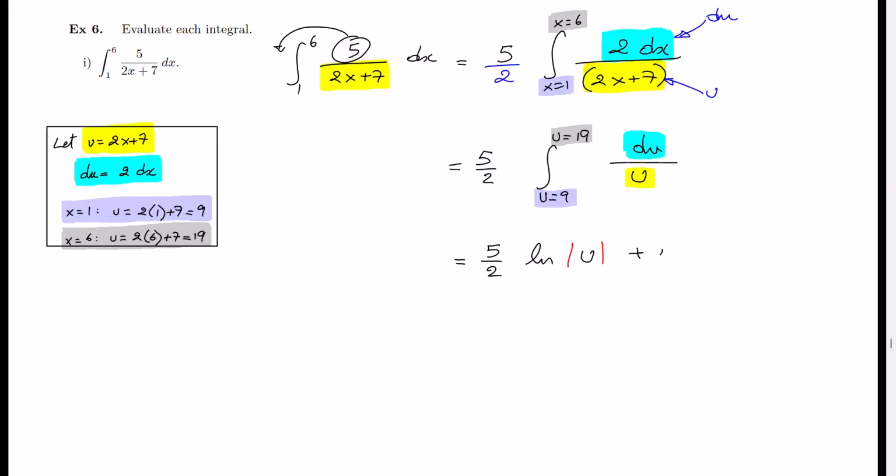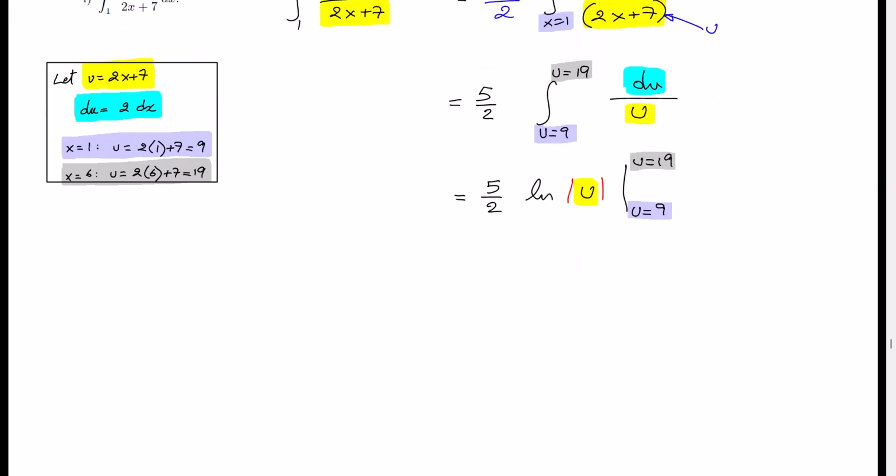And normally we put plus c, but we're not going to do that here because we have bounds, and the bounds are 9 and 19, and they are in terms of the u. So the u is inside, and the bounds are 19 and 9. So all we have to do to wrap things up is just put in the upper bound, put in the lower bound, and we'll be basically done. So first 19 goes in, then the 9 goes in.